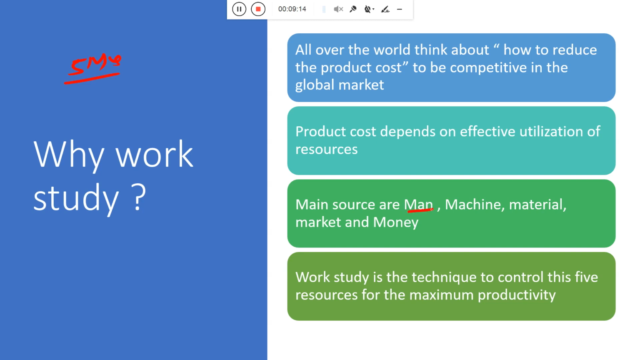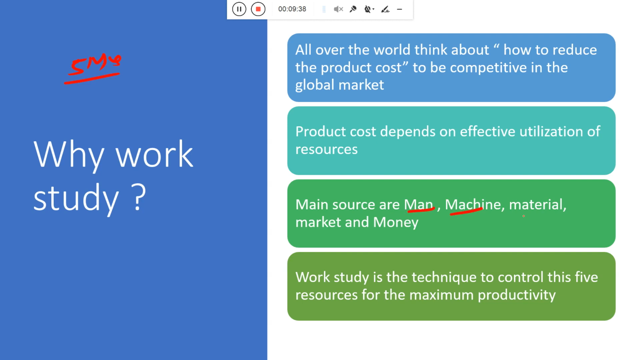5M means man, meaning the worker, labor, staff who actually work in your organization, so that source's utilization should be proper. The machine: all the machines are available, so you need to check whether any machine is in idle time or not. If there is maximum idle time of the machine, then you are not utilizing those resources properly, right?